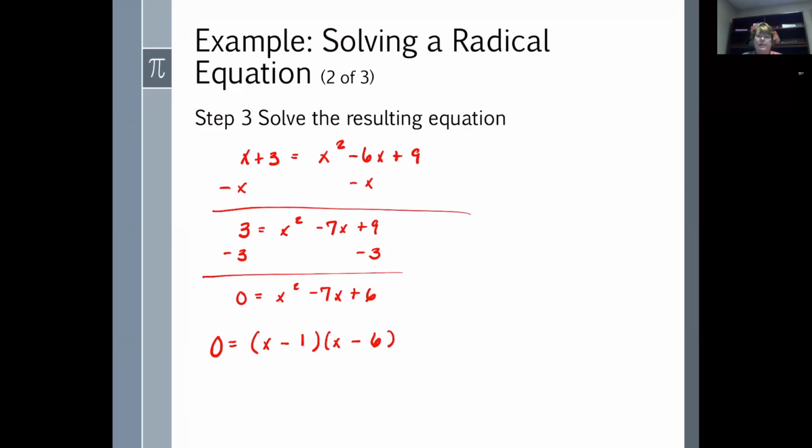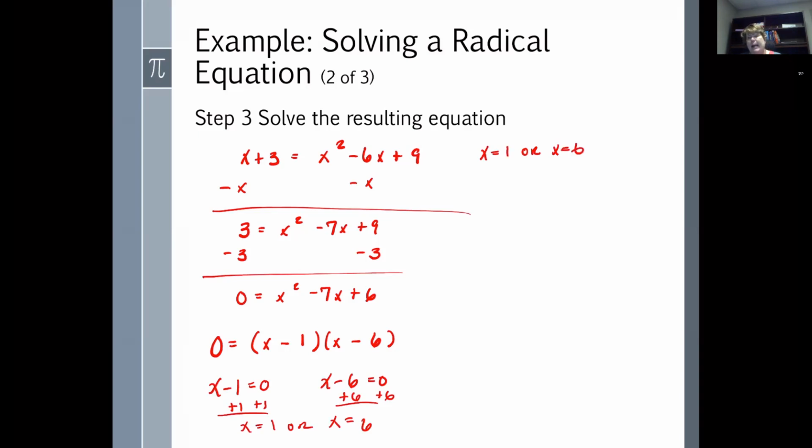All right, so now how do we solve this? To solve this, we set each factor equal to 0. So I set the x − 1 equal to 0. I set the x − 6 equal to 0. And I get x is 1 or x is 6. I'm going to write that up here. x equals 1 or x equals 6.